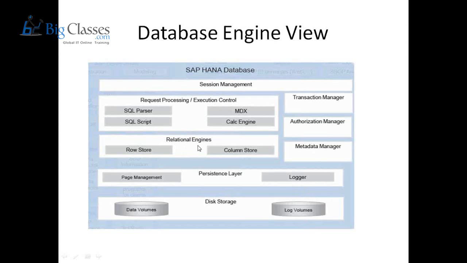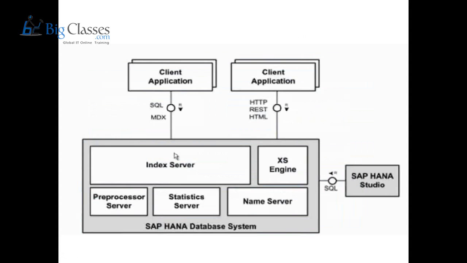And then you have relational engines which will save the data either in the row store or column store, and process request processing or execution control. So this will handle the reports or queries that are coming from the external systems. The SQL parser will break your query into subqueries, then SQL script will pick them and execute them, then the calculation engine will help you perform the calculations, and MDX will again respond back to the front-end reporting tool. The connection to the front-end reporting tool is maintained through session management, and here we have transaction manager, authorizations to allow connectivity to the database, and metadata manager to handle the data that is present on your HANA database.